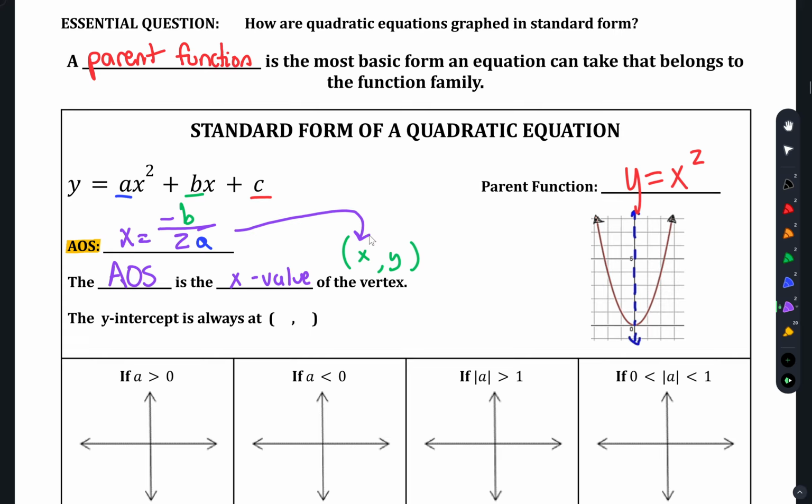That's the second part. The third part that's going to help me figure out where on my coordinate plane this graph goes is the y-intercept. The y-intercept is nice and easy. The x value, as we know, is always 0, and the y value comes from the C value. So whatever C is, that's our y-intercept.